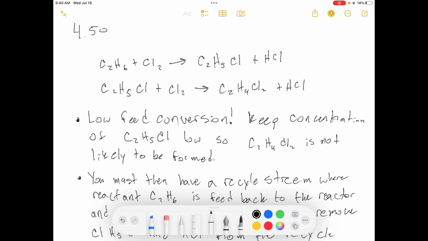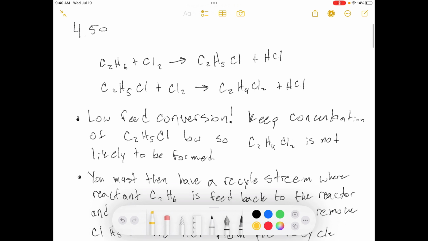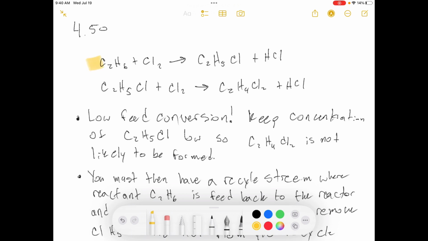Today we're working out of Elementary Principles of Chemical Processes, 3rd edition, and we're doing problem number 4.50. The problem statement says, ethane is chlorinated in a continuous reactor, and then they give this reaction mechanism right here. Some of the product monochloroethane, this right here, is further chlorinated in an undesired side reaction. So this gets chlorinated further into this.